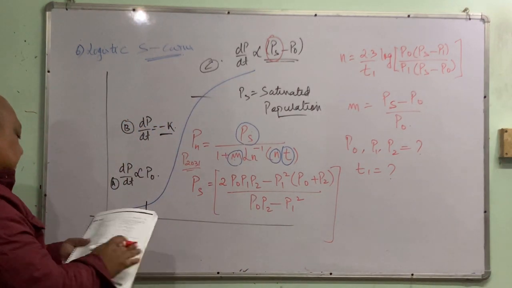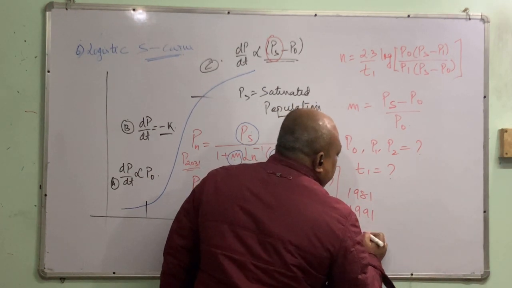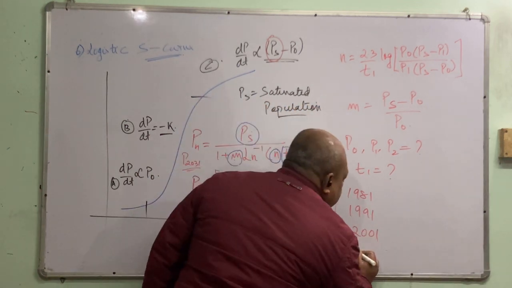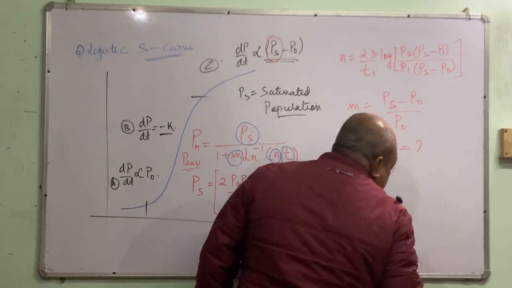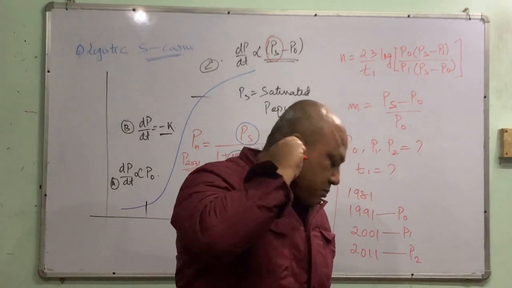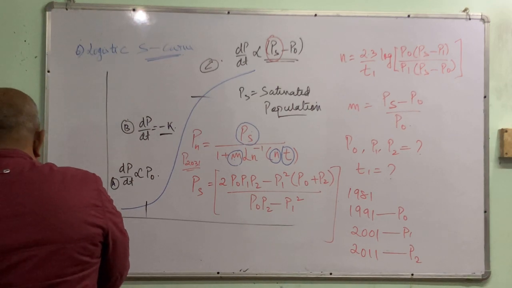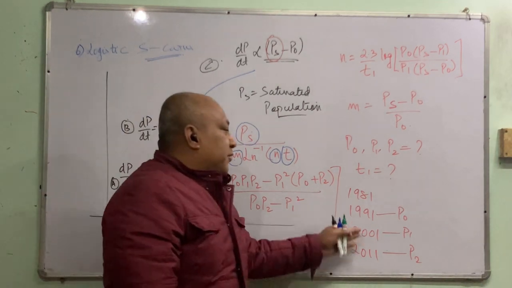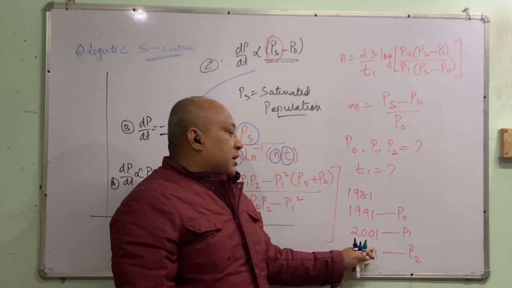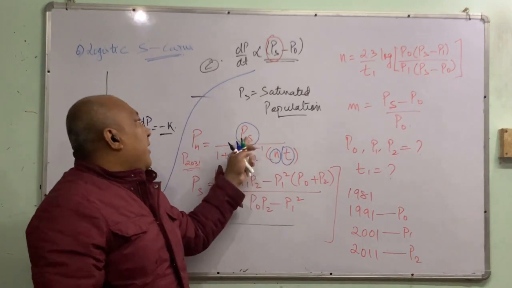So here what happens is, when they give the population, say for example 1981, 1991, 2001, or you can say 2011, you can consider the first as P0, the next as P1, and the last as P2. So from any three observations, you can make them P0, P1, P2, and T can be the gap year or decade difference. And then if you know these three values, you can find PS, and then PS minus P0 by P0.